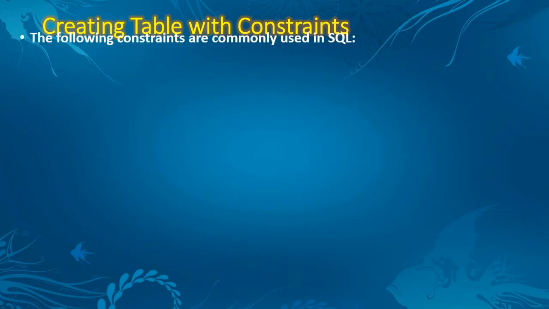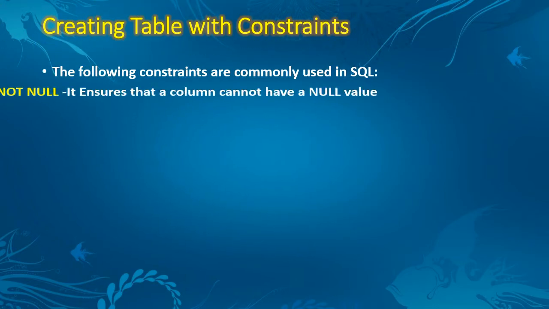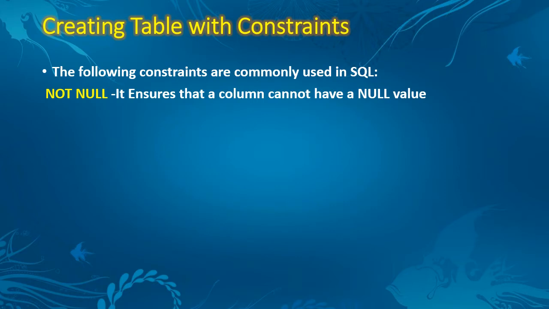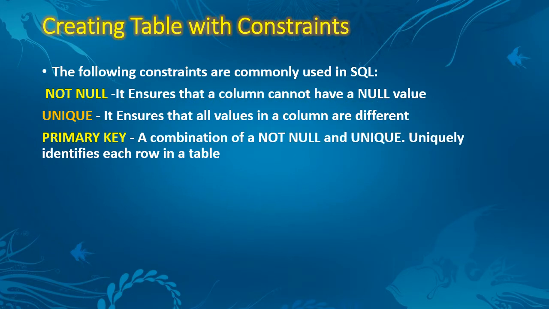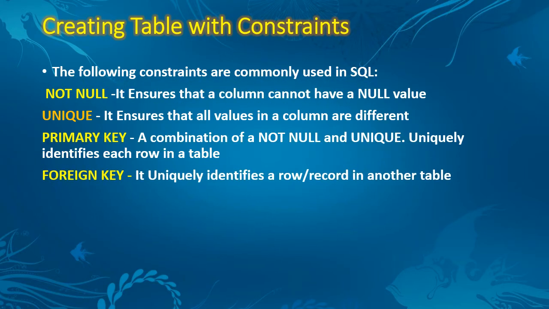So the following constraints are used in SQL. First, not null. It ensures that a column must not have a null value. It means it does not accept any null value while we are inserting the record. Unique means all the values are different, except the null values. Primary key uniquely identifies each row in a table. It does not accept the null value. That is the difference between unique and primary key.